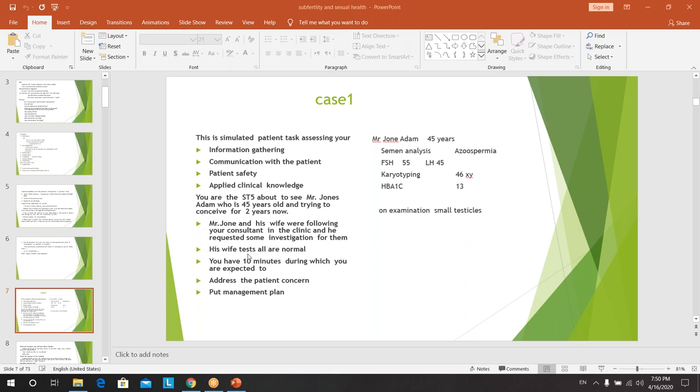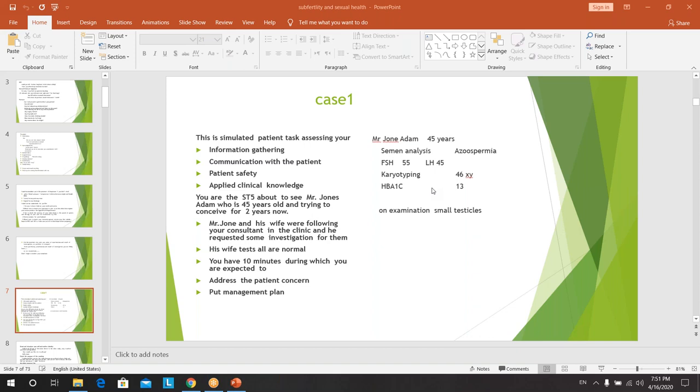You were very good to ask about symptoms of diabetes, because it seems from here that this patient is diabetic. So you asked about fatigability, problems in water works like wanting to pass urine more frequently, any loss of weight, like that.